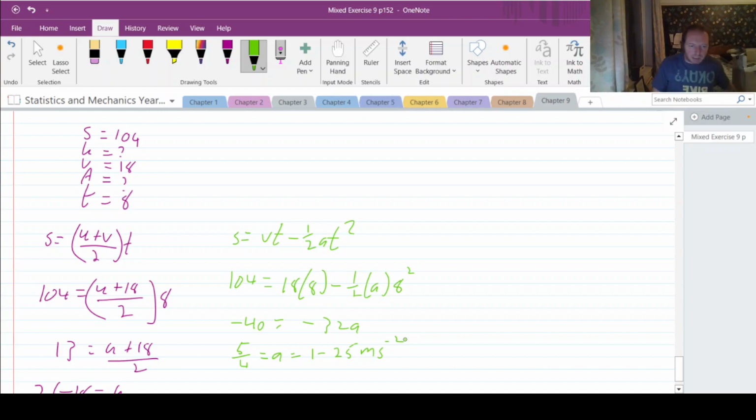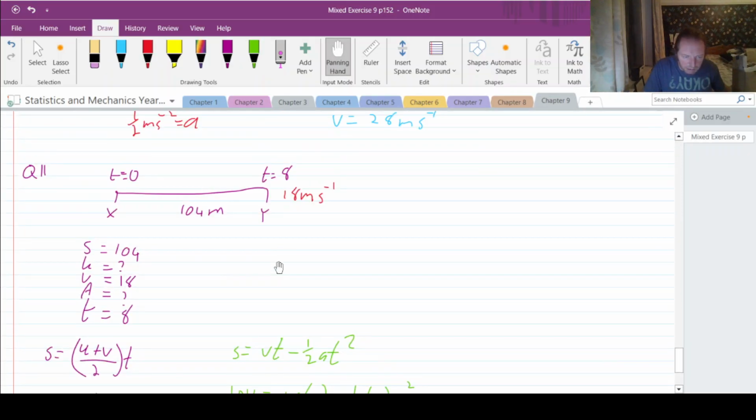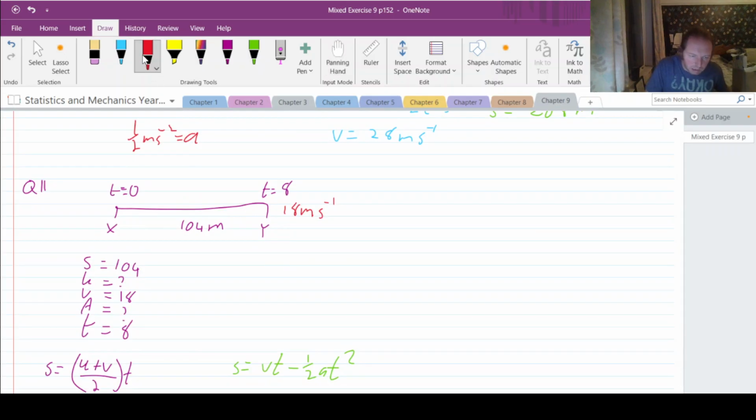Oh, and there's a part C. The particle continues to move with the same acceleration until it reaches a point Z. At Z, the speed of the particle is 3 times the speed of the particle at X. Well, we know the speed of it at X, don't we? It was 8 meters a second. So we've got 8 meters a second on here.